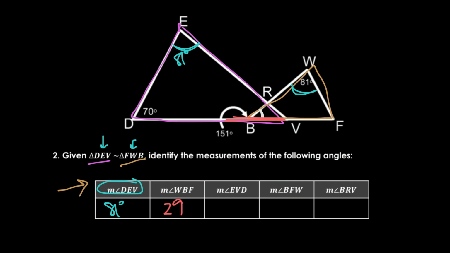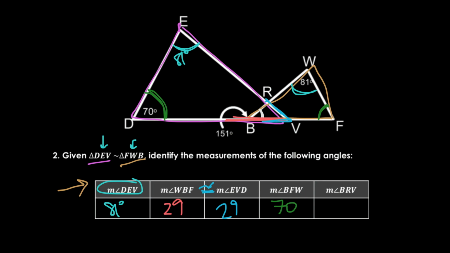Now the measure of angle EVD is right here, and I know that that is going to be congruent to WBF because they are once again corresponding. So if WBF is 29, then EVD is 29 degrees. BFW is over here, and I know this is corresponding to my 70-degree angle. Since they are corresponding and my two triangles are similar, I know that the angles are congruent.